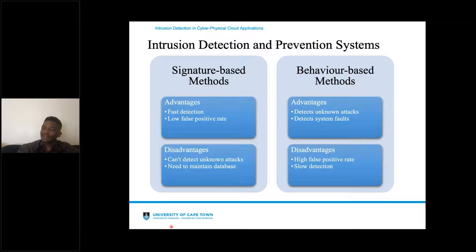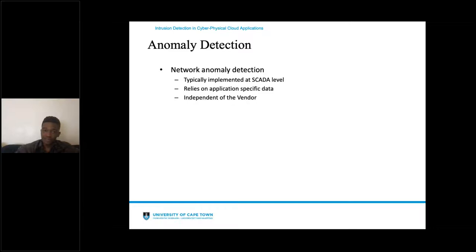A disadvantage is you're going to have a higher false positive rate than the signature-based methods. But within these industrial control applications, because of the consequences, we could argue that it's worth it. We also have a slow detection rate as well. Right, let's conclude.